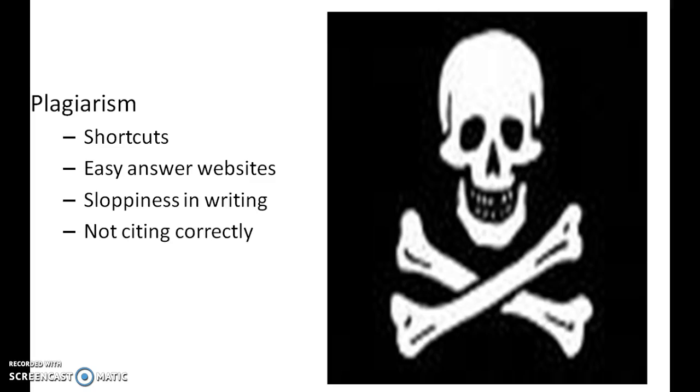Sloppiness in writing can often result in citations not being correctly cited. Students think that it's an innocent mistake. It's actually a very serious one if it means that you haven't clearly identified the ways in which the work or the ideas or the concept belongs or comes from somebody else.